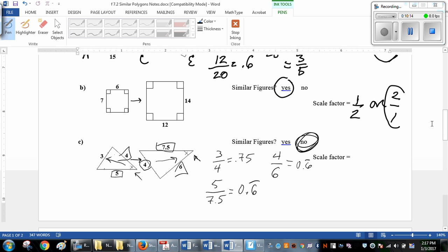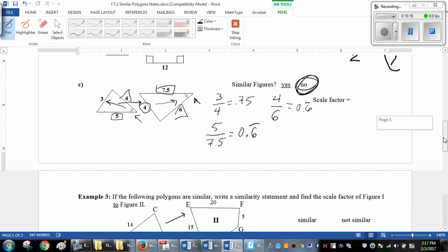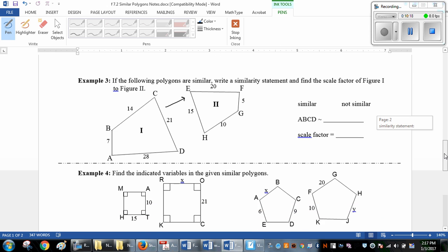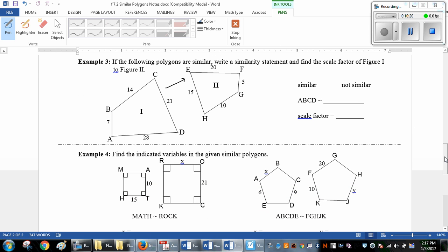All right, so let's flip it over to the back and see what we got here. All right, example 3. If the following polygons are similar, write a similarity statement and find the scale factor of figure 1 to figure 2. Right away we can see from figure 1 to figure 2 that it looks like it's getting smaller, so we know our scale factor has to be less than 1. Let's see if we can match up some corresponding sides, okay?